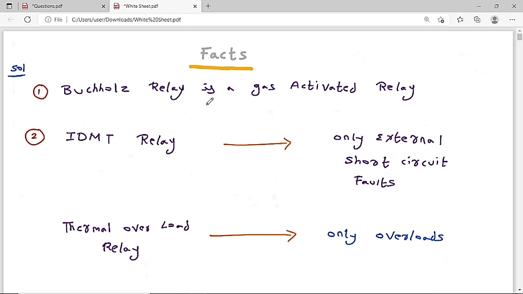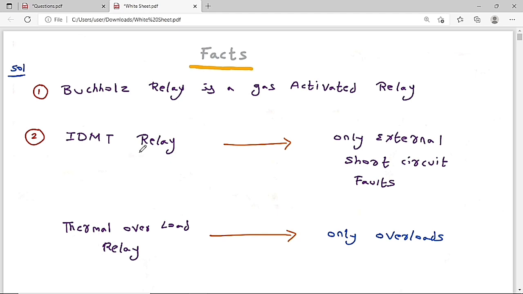I have already told you Buchholz's relay is basically a gas activated relay and it is going to protect the transformer from all internal faults. The Buchholz's relay is a gas activated relay, meaning it is going to function based on the gas. It is used only for oil immersed transformers. Suppose the transformer gets heated, then because of this heat, the oil gets heated. Because of this, gas bubbles are liberated. These gas bubbles are sensed by the Buchholz's relay and it is going to trip the incoming lines of the transformer and protect the transformer from all internal faults. It can even anticipate a future fault also.